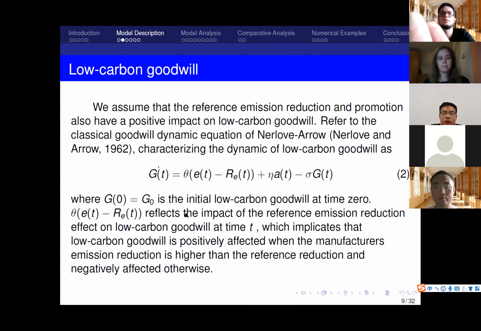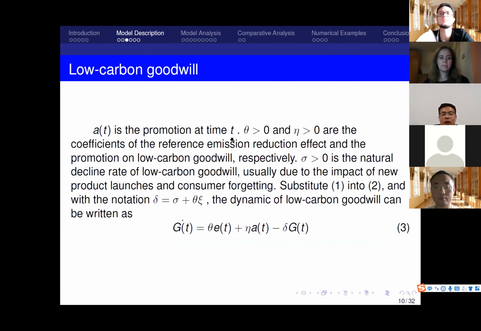And this is the important part. z multiplied by (e(t) minus R(t)) reflects the impact of the reference emission reduction effect on low carbon goodwill at time t, which implies that low carbon goodwill is positively affected when the manufacturer's emission reduction is higher than the reference reduction, and negatively affected otherwise. a(t) is the promotion at time t by the retailer. z and eta are the coefficients of the reference emission reduction effect and the promotion on low carbon goodwill, respectively. delta is the natural decline rate of low carbon goodwill, usually due to the impact of new product launches and consumer forgetting.